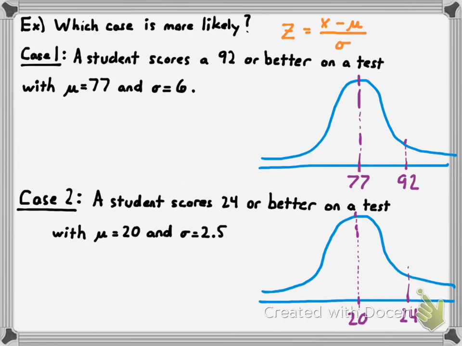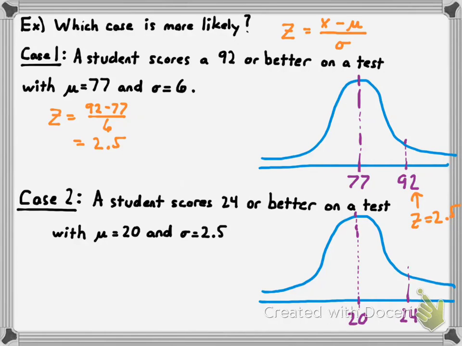So, whenever we're looking at case 1, the z-score would be 92 minus 77 divided by 6. And then 15 divided by 6 is exactly 2.5 actually. All right, so z equals 2.5 right here. That means it's 2.5 standard deviations above the mean, that 92 is.